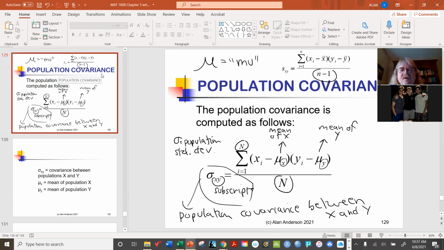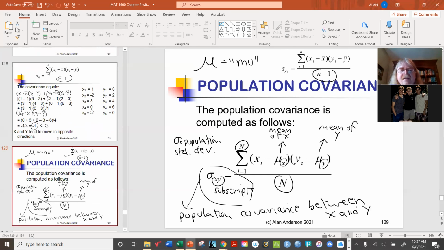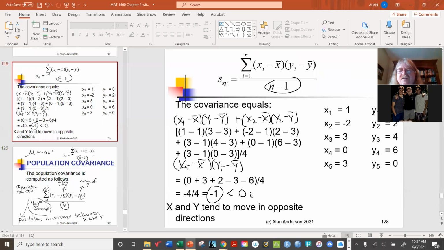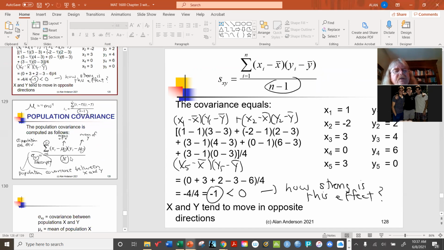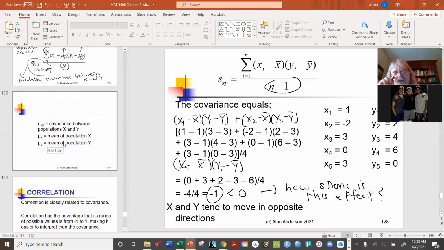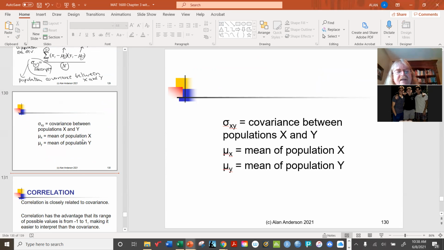But before we do that, we just want to take a look at this example again. If you notice, the covariance is -1. We know that the variables tend to move in opposite directions. What we don't know is how strong is this effect. Now, what do I mean by that? All right, well, let me show you a couple of graphs that both are possibilities in this case.